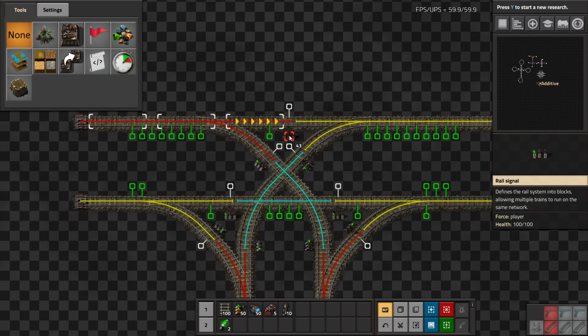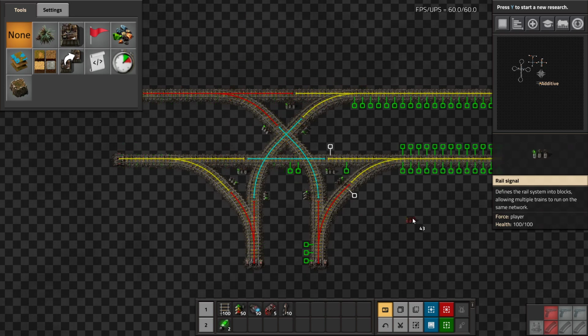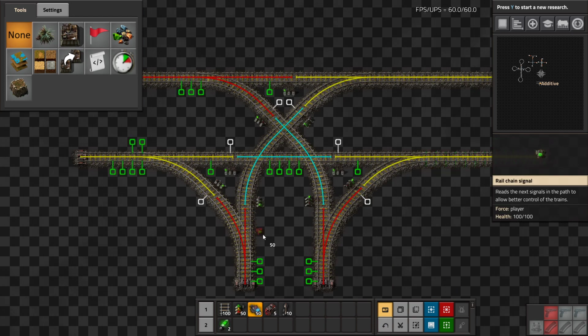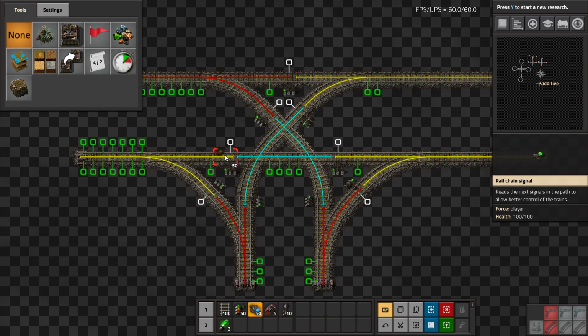So the final signal goes right here. And what I did was just split this into blocks. I just marked out the places where two trains shouldn't be at the same time. Okay, now on to placing down the chains. The common rule for intersections is chains on entry, regulars on exits, and chains everywhere else inside.